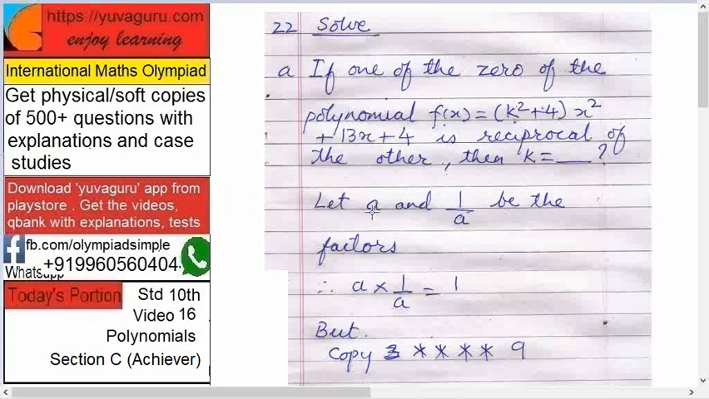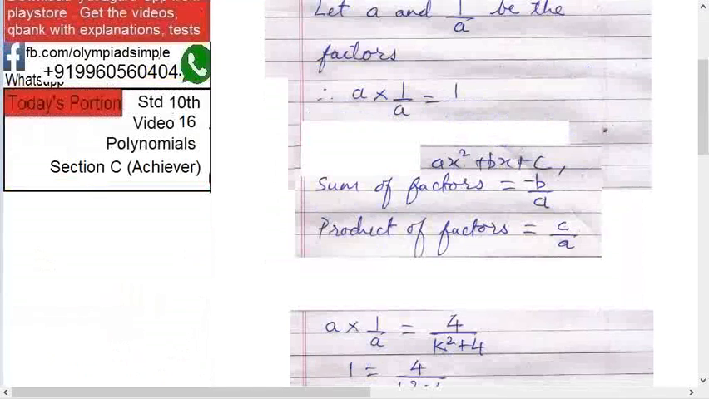So let a and 1 upon a be the factors or zeros. Therefore a into 1 upon a equals 1. But a into 1 upon a means, here, suppose a polynomial or quadratic equation is ax square plus bx plus c, then the sum of the factors is minus b upon a and the product of the factors is c upon a, means last digit upon first digit. In this problem we are concerned with the product because each one is the reciprocal.